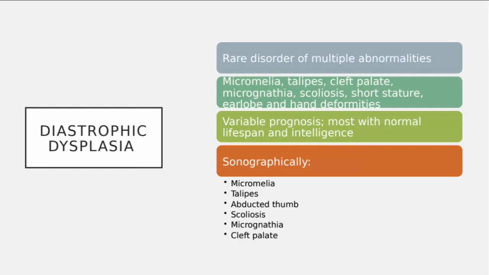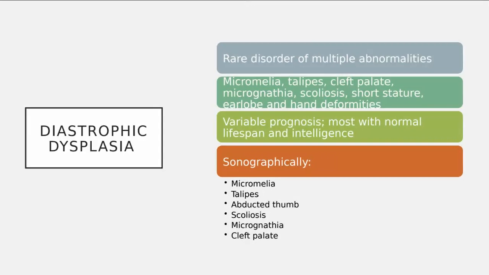We're also going to see an abducted thumb. So that means it's being pulled away from the hand. It's like hyperextended. It's like a super hitchhiker thumb. We are also going to see that scoliosis, micrognathia, cleft palate, micromelia, everything else that is associated with this, we will be able to see.